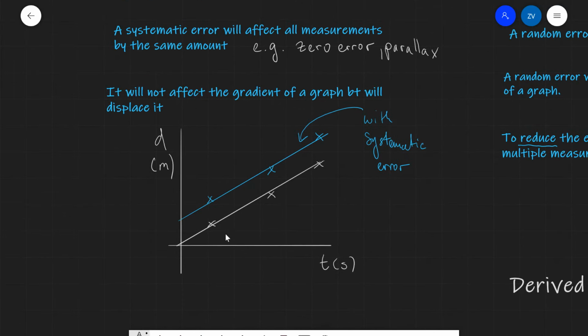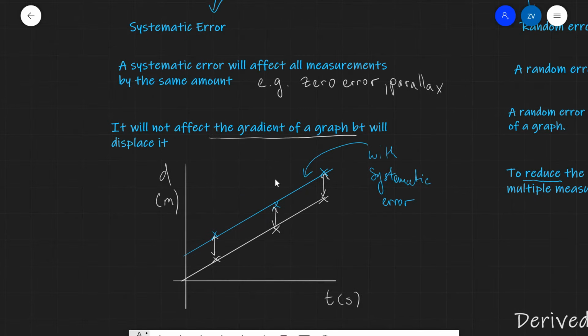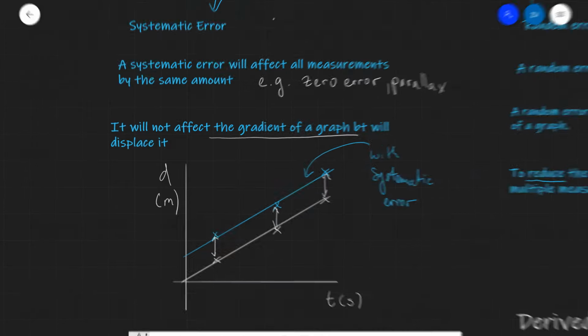Now, in a graph, the gradient will not be affected, however the graph will be displaced. For instance, if I had these measurements over here, and if all of those were actually a little bit higher by exactly the same amount, the graph will be shifted in a given direction, however the gradient of the graph will not be affected by systematic errors. This is really important to note.